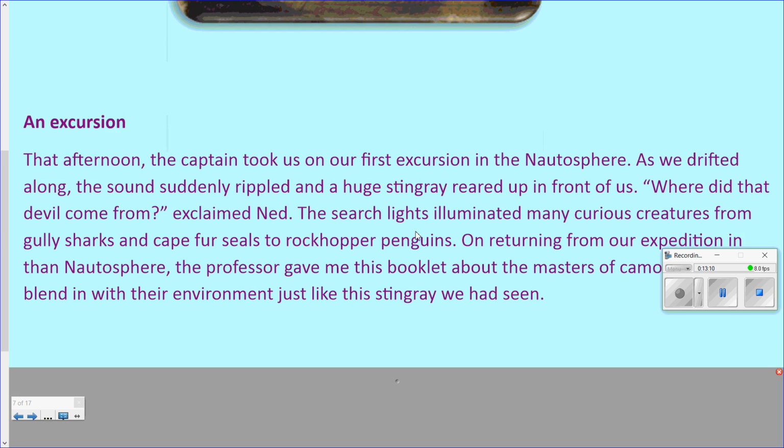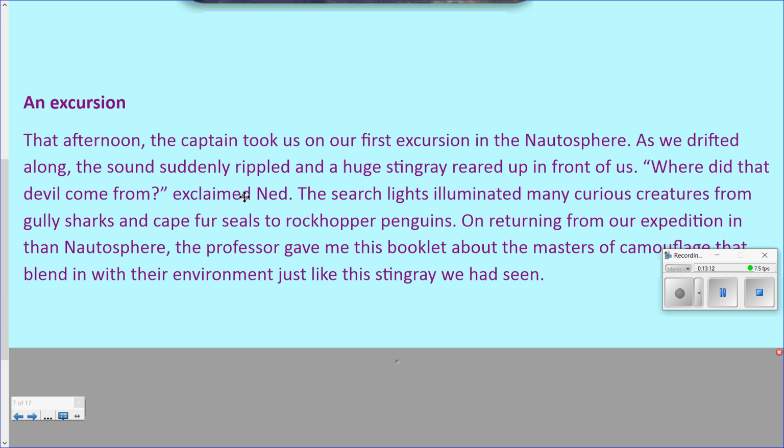So we move on to the next paragraph. An excursion. That afternoon, the captain took us on our first excursion in the Nautosphere. As we drifted along, the sound suddenly rippled, and a huge stingray reared up in front of us. "Where did that come from?" exclaimed Ned. The searchlights illuminated many curious creatures, from the gully sharks and Cape fur seals to rockhopper penguins.